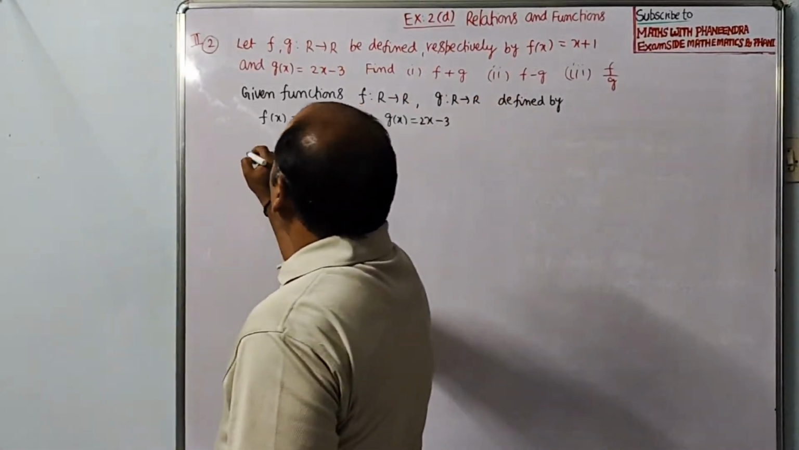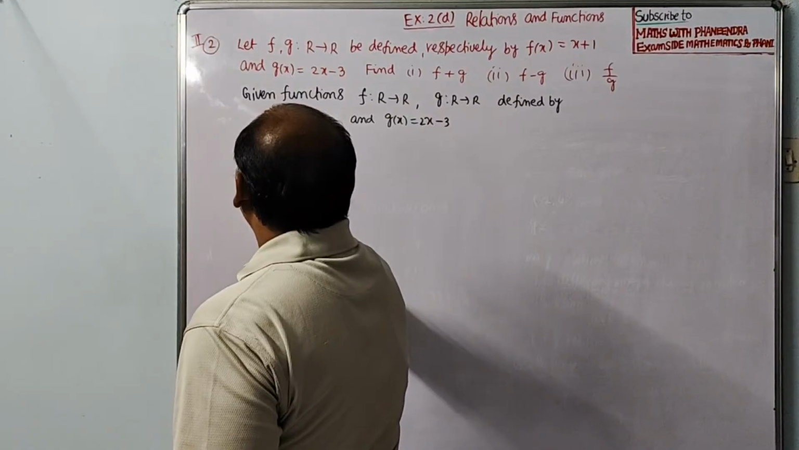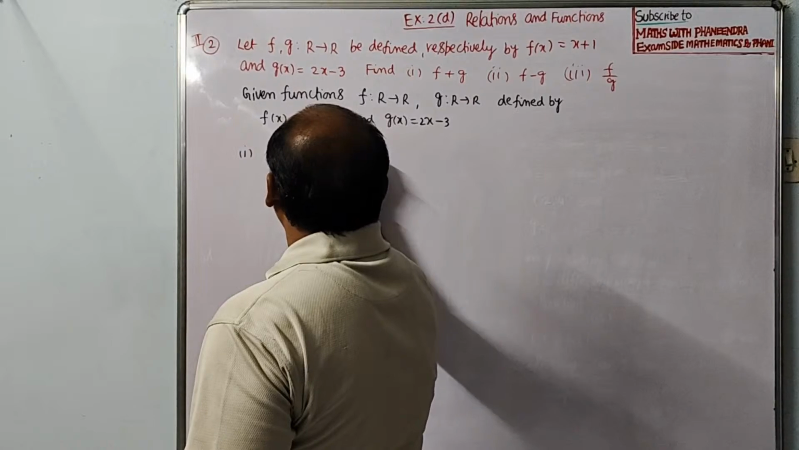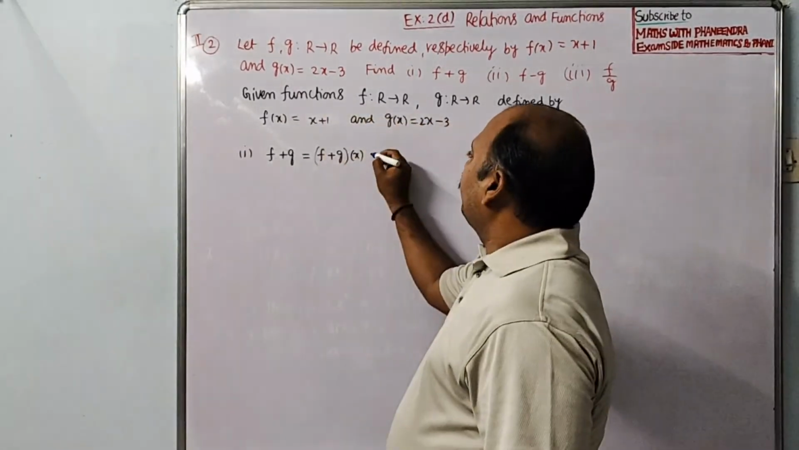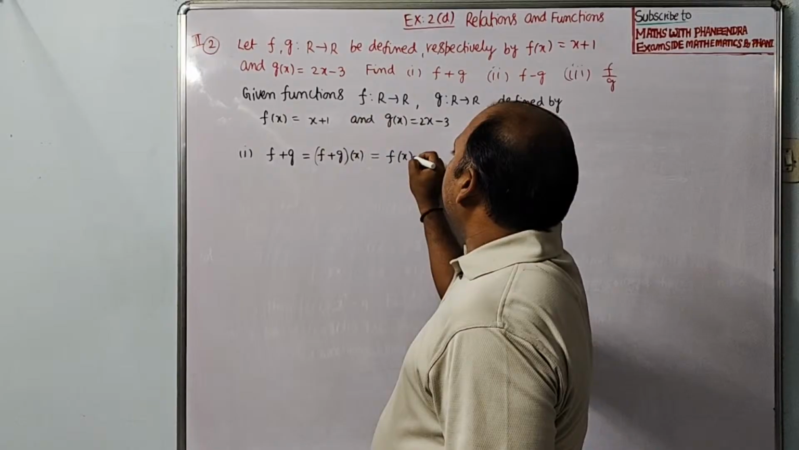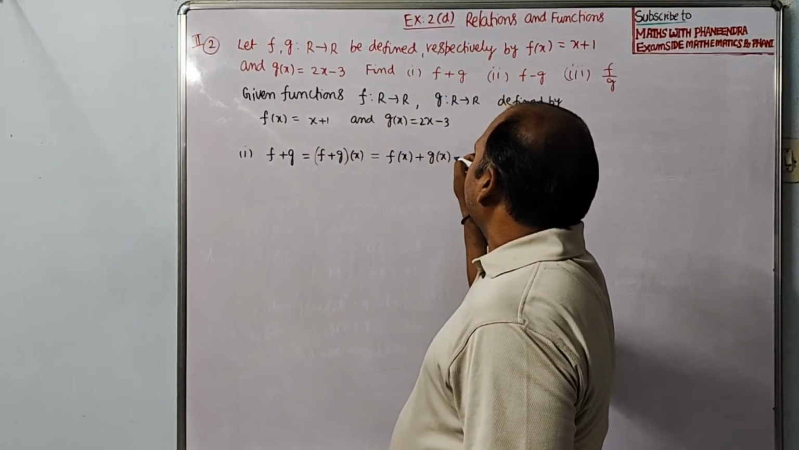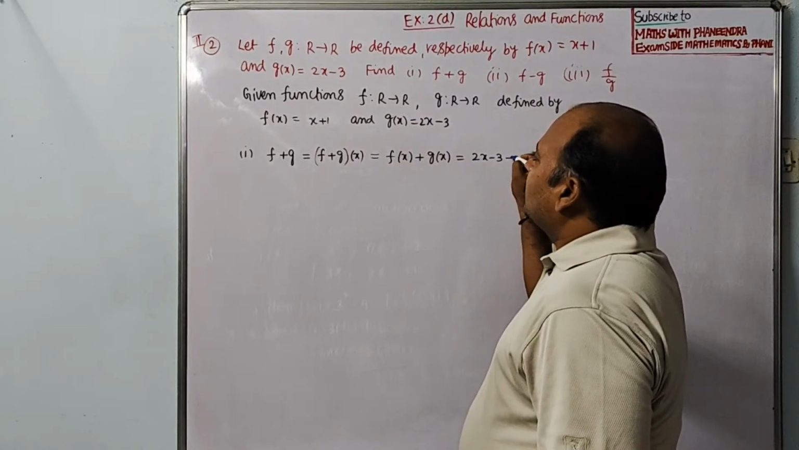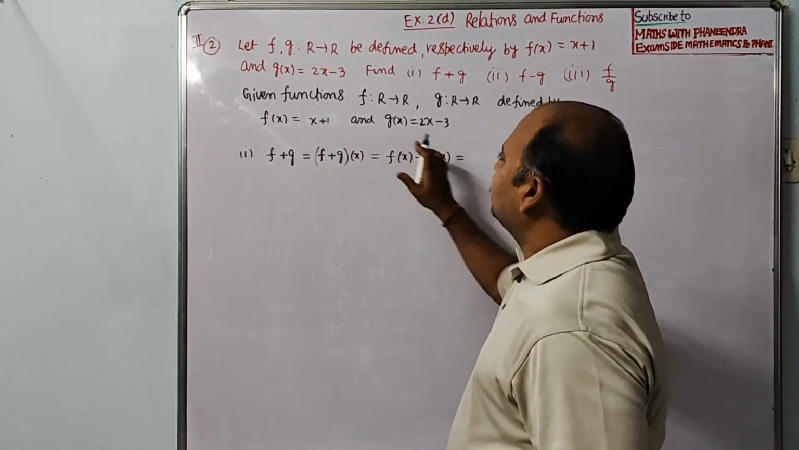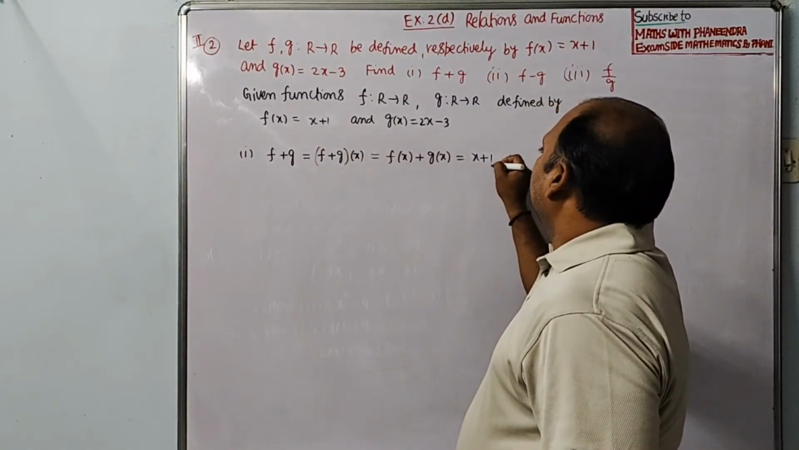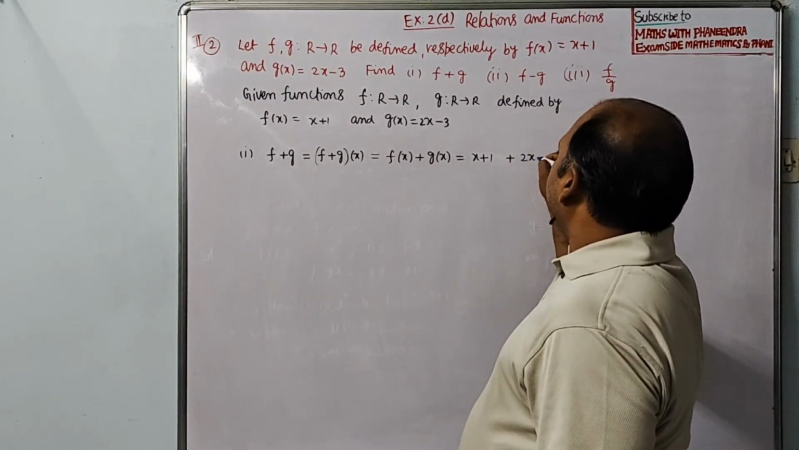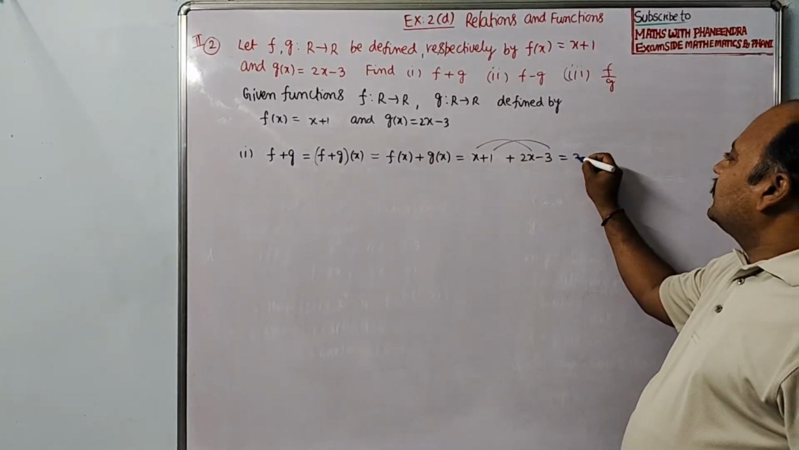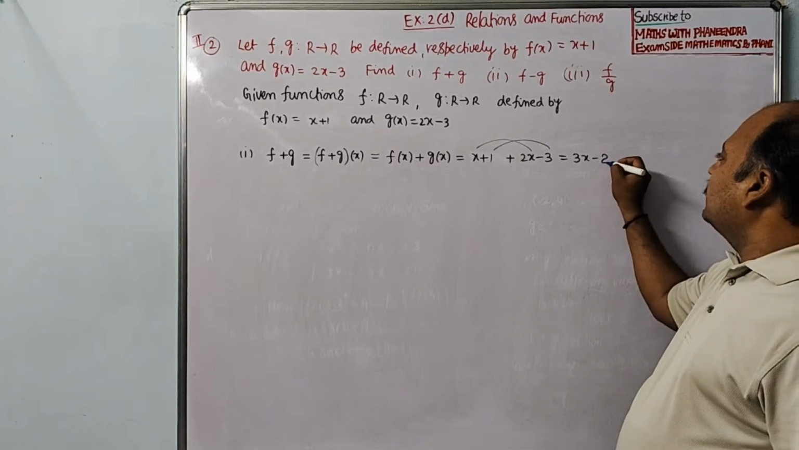Now question number 1. The meaning of f plus g is f plus g of x, which is f of x plus g of x. So f of x is x plus 1, plus g of x value 2x minus 3. So 2x plus x is 3x, 1 minus 3 is minus 2.